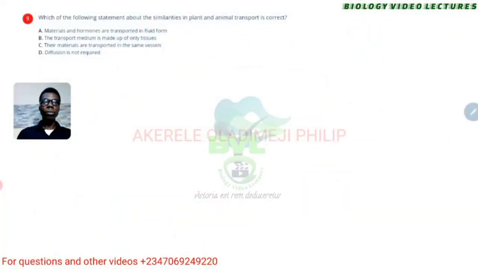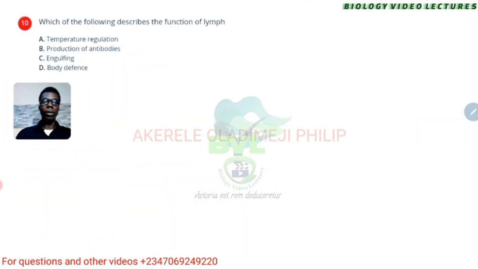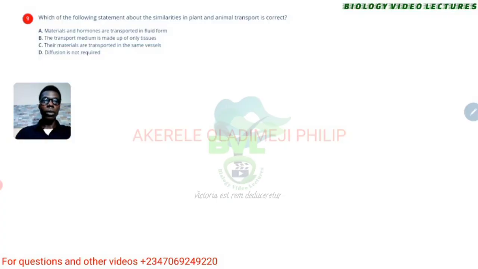Which of the following statements about the similarities in plant and animal transport is correct? Materials and hormones are transported in fluid form. That made sense. The transport medium is made up of only tissues. I'm not sure that's correct. Their materials are transported in the same vessels. No. Navigation is not required. No. The answer is going to be A. Materials and hormones are transported in fluid form. Yes, that's the answer to that question, A.